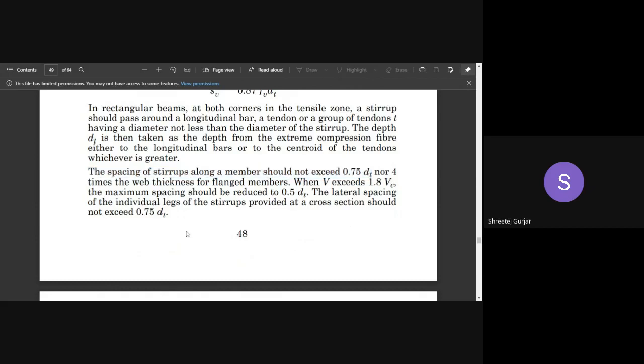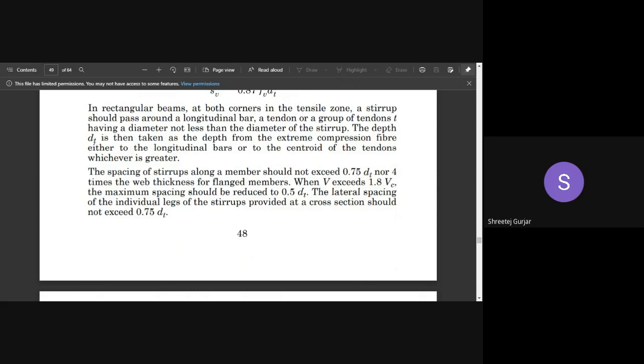Stirrup spacing should not exceed 0.75 dt, nor should it exceed 4 times the web thickness, that is 4 bw. So these two considerations we have to keep in mind.